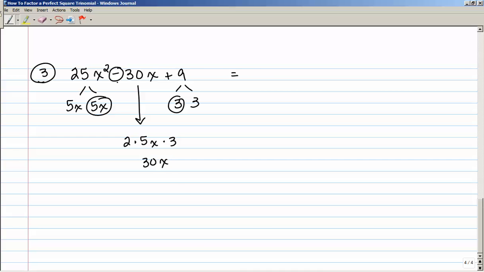So my answer is going to take all the stuff I have circled. So a 5x, a minus 3, put that in parentheses, square it, and that is how you factor it.